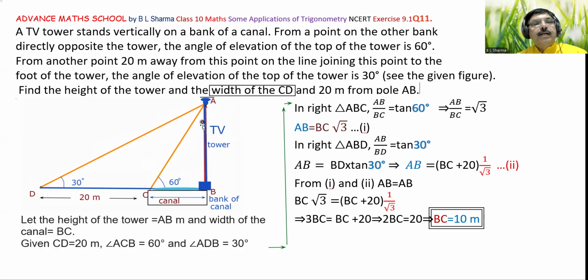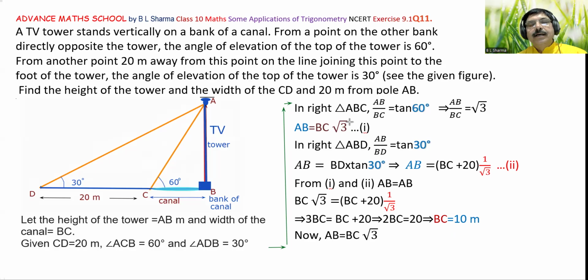अब हमें फाइंड आउट करना है हाइट ऑफ द टावर. हाइट ऑफ द टावर इज AB, and you can say here AB is equal to what, BC root 3. BC आपके पास कितना है, 10 meter. So 10 into root 3, your answer will be 10 root 3. Now AB is equal to BC root 3. In place of BC, you can put 10 root 3.